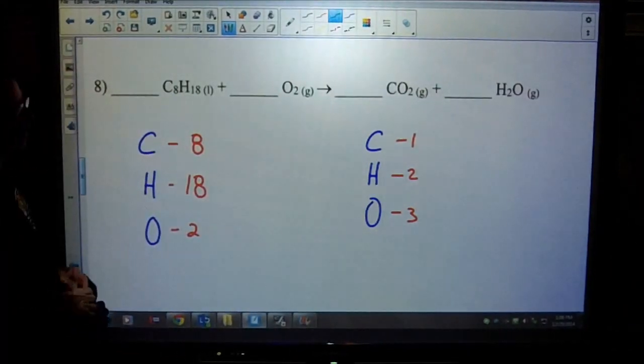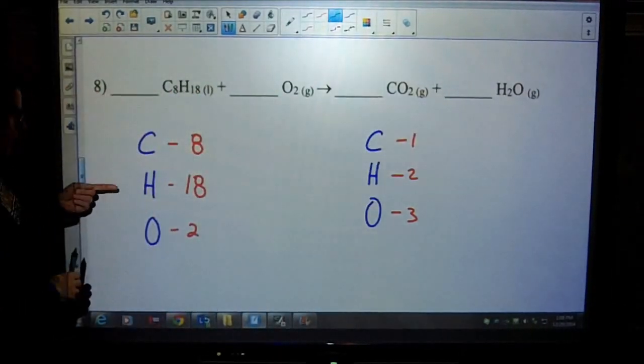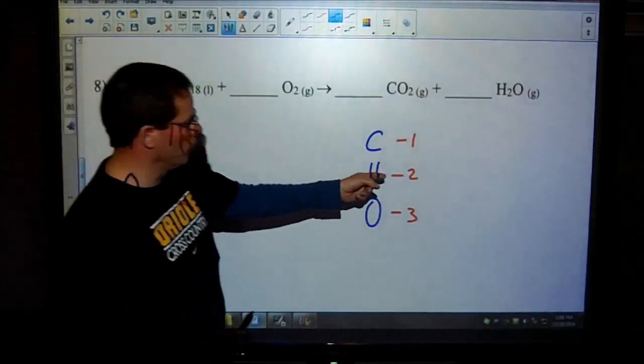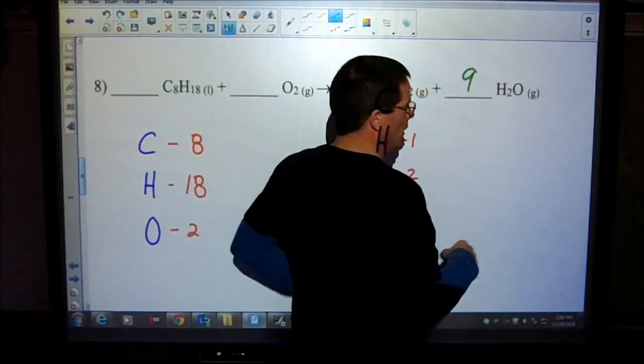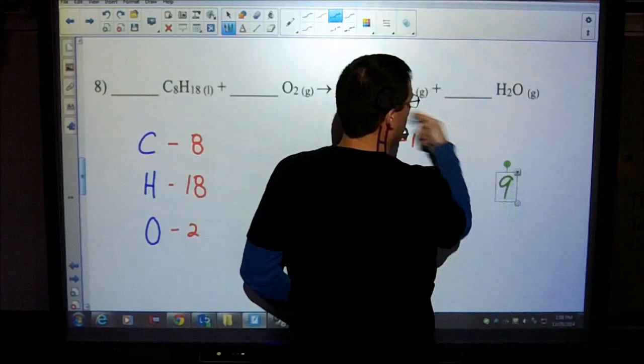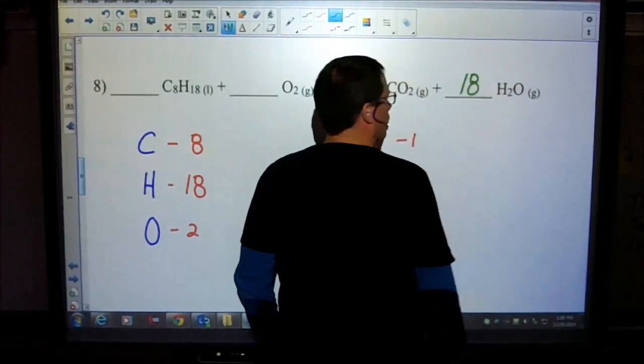All right, so again, try to balance the hydrogen first. So we have 18 over here. We need 18 on this side. So if I put a 9 there, that gives me 18. Not a good number. We want an even version. So multiply that 9 by 2. So now we have 18.